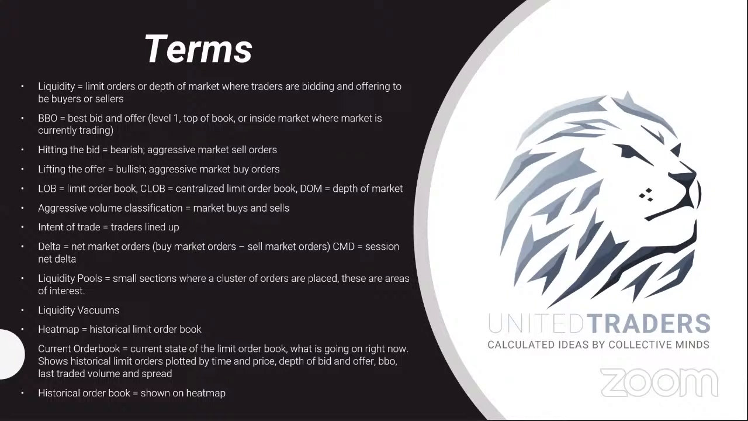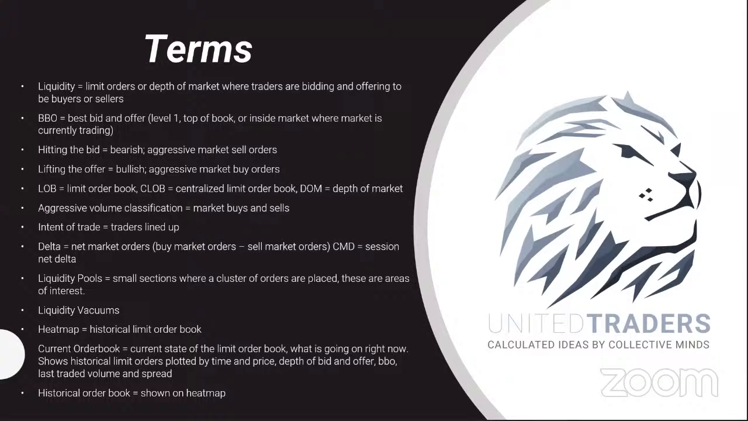Delta is net market orders. This is used a lot. There's a lot of indicators called cumulative delta across different software. That's your net market orders. So that's buy market orders minus sell market orders, and that gives you your cumulative delta. And then you can have your session cumulative delta, which is from the time the regular market trading hours start to the time they end, which is your session.